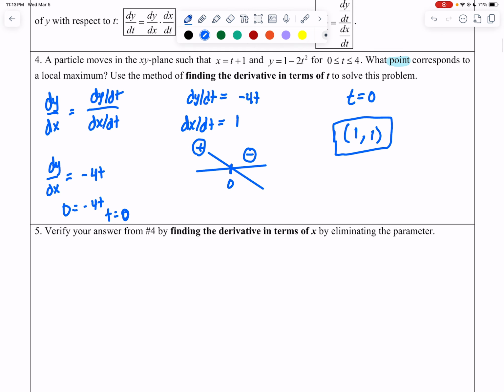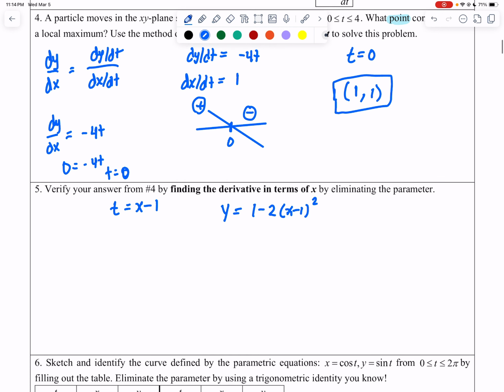So here, we know that if I have x is equal to t plus 1, I'm going to have t is equal to x minus 1, and then using substitution, I get y is equal to 1 minus 2 times (x minus 1) squared, which is my rectangular equation. Using basic derivatives now, dy/dx is going to be equal to negative 4 times (x minus 1), which means that if I were to set this equal to 0, x is equal to 1.